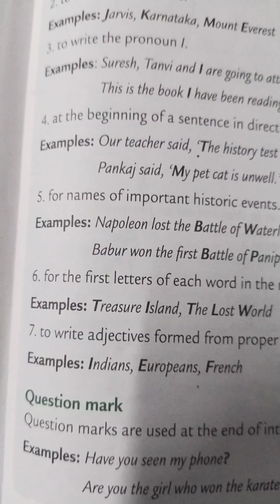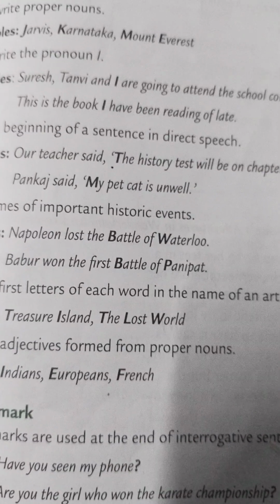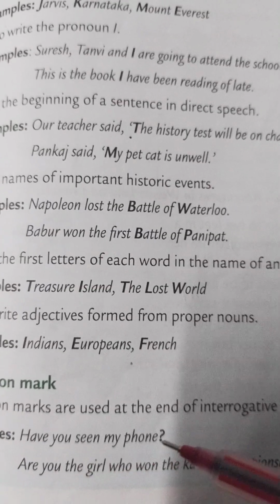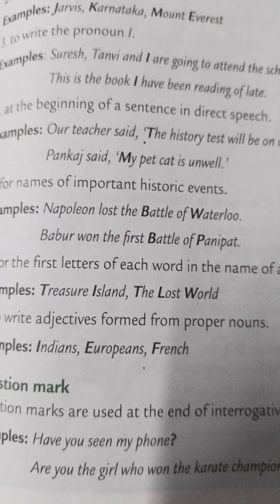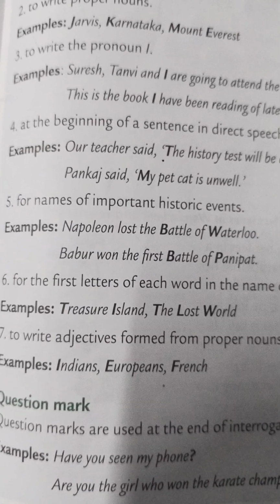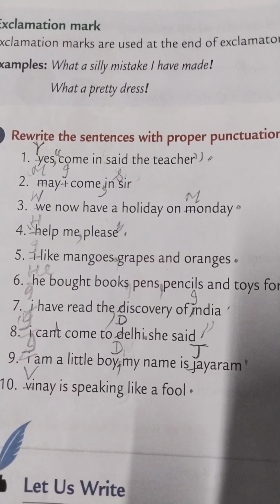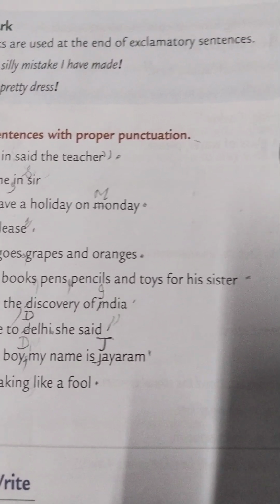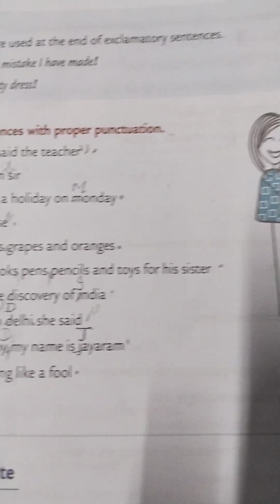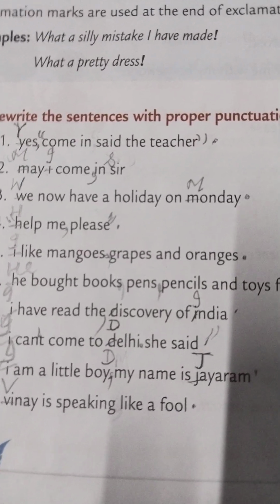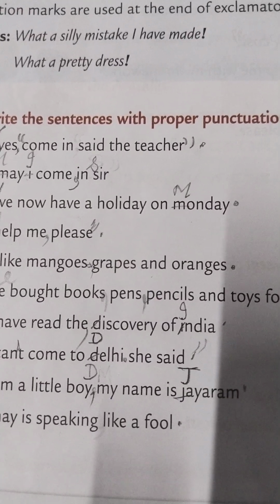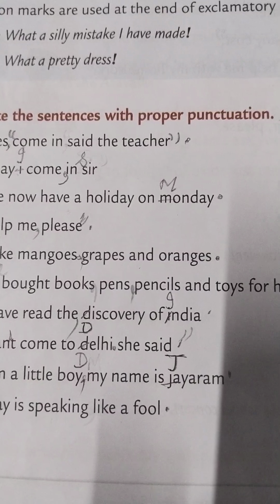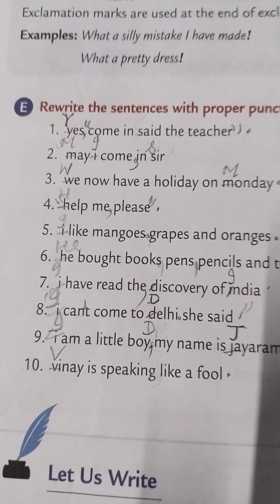The next punctuation mark is the question mark. Question marks are used, children, to end an interrogative sentence, like, have you seen my phone? In the end we have put a question mark at the end of the interrogative sentence. Now the next punctuation mark is the exclamation mark. Exclamation marks are used at the end of exclamatory sentences, like, what a silly mistake I have made! Exclamation mark. What a pretty dress! Exclamation mark.